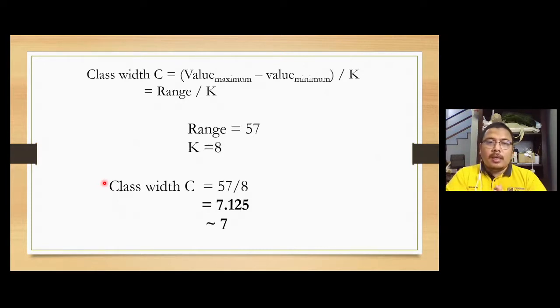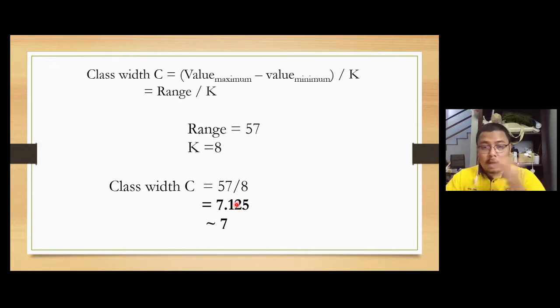So here you already have the range, which is 57, and the number of classes is 8, as we calculated before. So the class width is the range divided by the number of classes. The class width will be 57 divided by 8, which equals 7.125. For class width, we apply a ceiling function, and the ceiling means to round up the value to the nearest whole number.